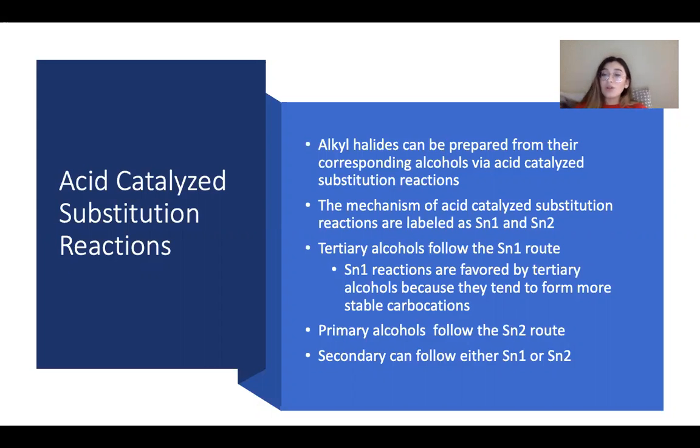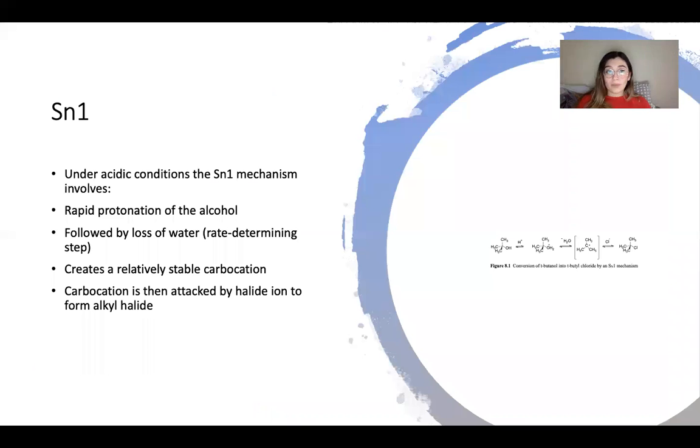Tertiary alcohols follow the SN1 route. We will see later on why it's more favored. Actually, I added it in here. SN1 reactions are favored by tertiary alcohols because they tend to form more stable cations. I believe I put the mechanism in some other slides ahead, and you will see why the carbocation is so important for SN1. Primary alcohols follow the SN2 route, and secondary can follow either SN1 or SN2.